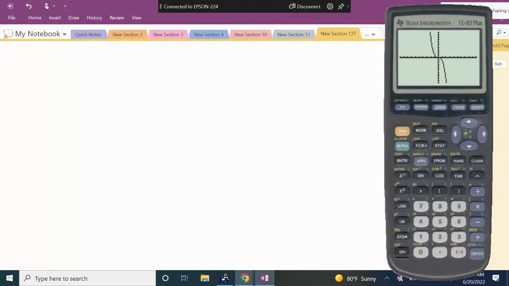Okay, here is one that is similar to number 9. y is equal to negative 2x cubed plus 16x. All right, and we're asked a couple of things. First off, we're asked to determine the end behavior.